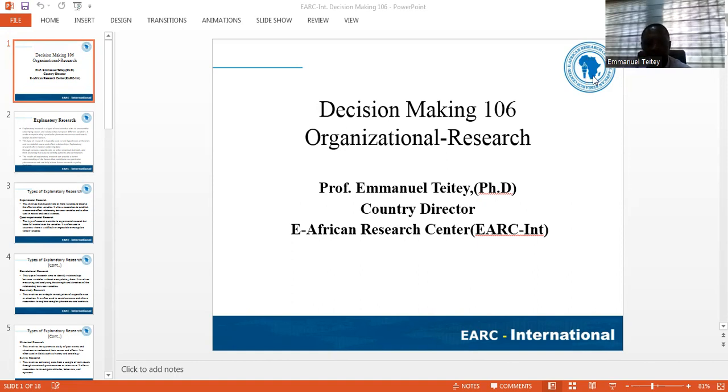It can be easy to confuse explanatory research with exploratory research. If you are in doubt about the relationship between exploration and explanatory research, just remember that exploratory research lays the groundwork for the later explanatory research. So they have a relationship. You can explore and later apply explanatory research.